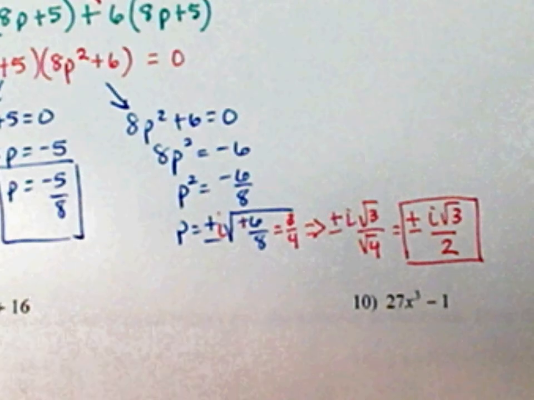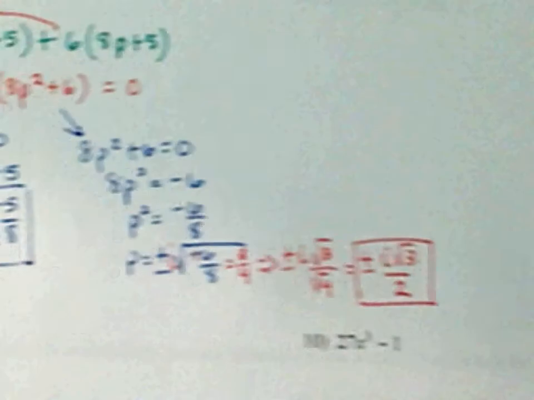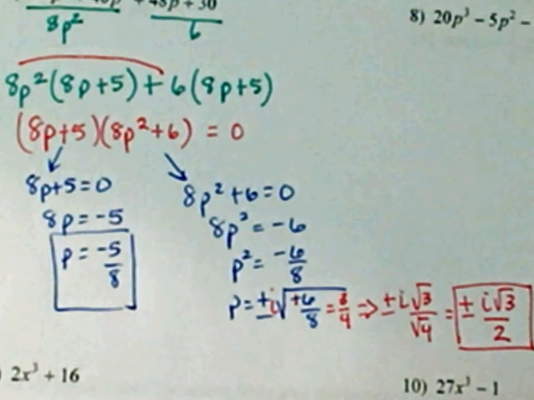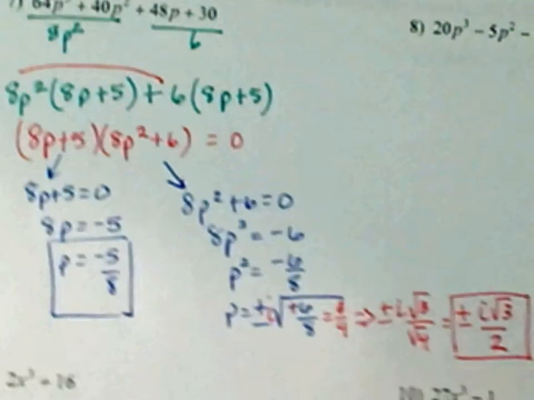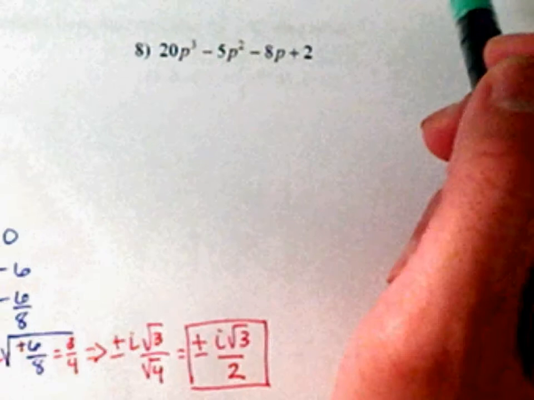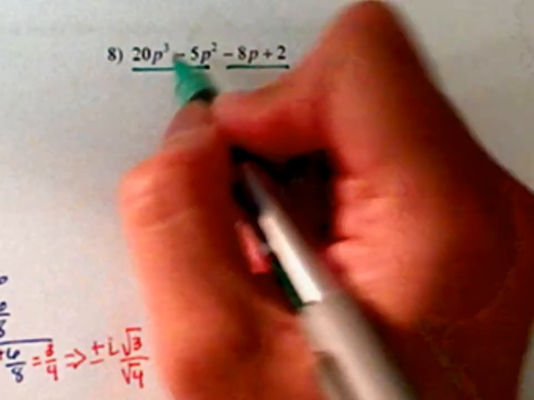Okay? All right, number 8. I'm going to let you guys look at that problem one more time before I move on. Number 8, let's see how many terms you have. You got 4. 1, 2, 3, 4. So we're going to try grouping first. Group the first two, group the last two. What do these have in common?